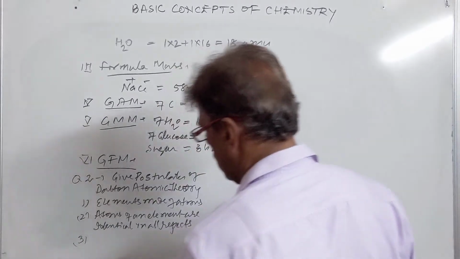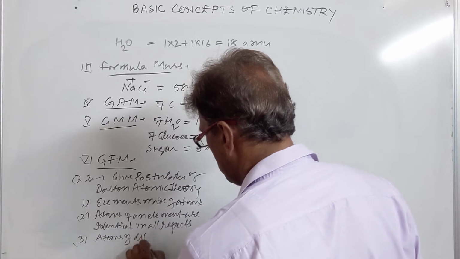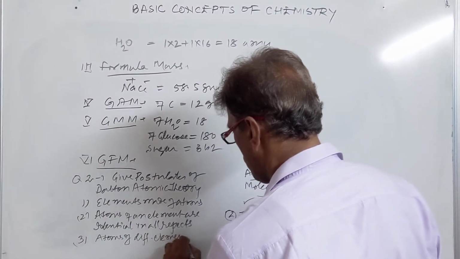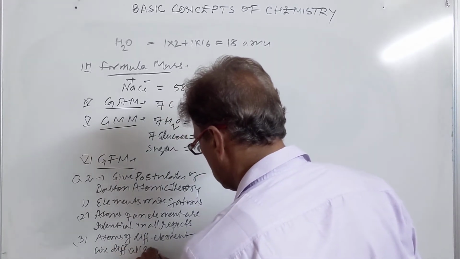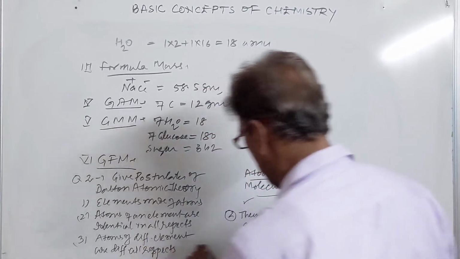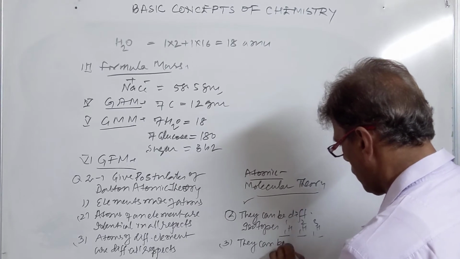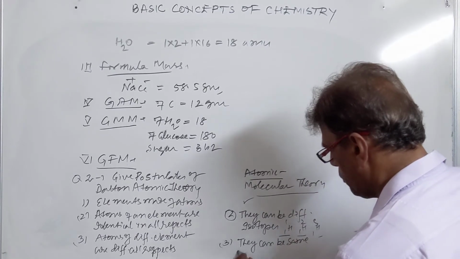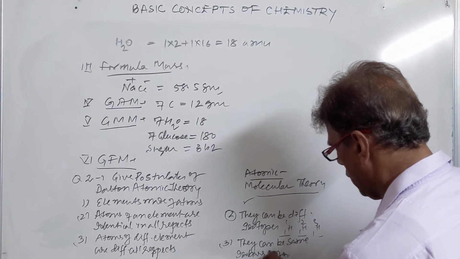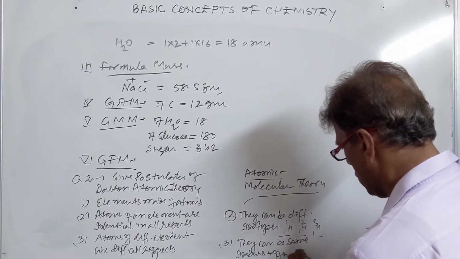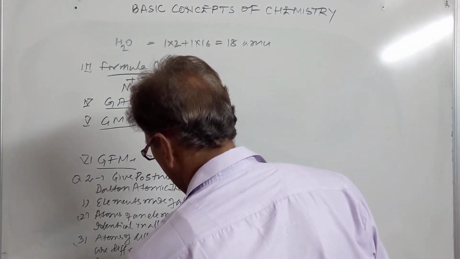Then the third postulate of Dalton was atoms of different elements are different in all respects. This will also be changed. Now they can be the same in one or more respects. Example, we have isobars here. Argon has atomic number 18, mass number 40. Calcium has atomic number 20, mass number 40. So these are isobars.